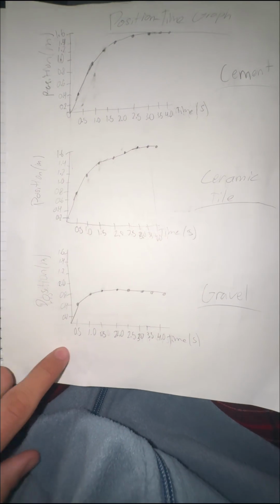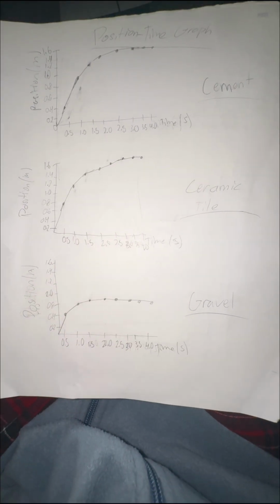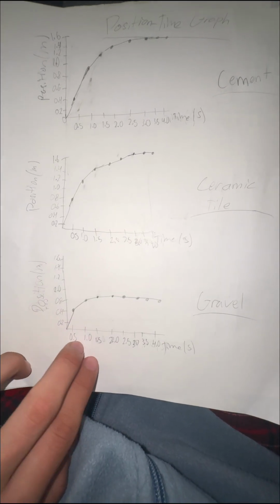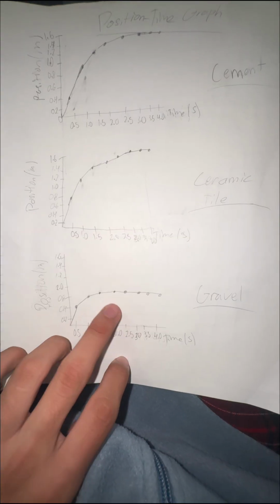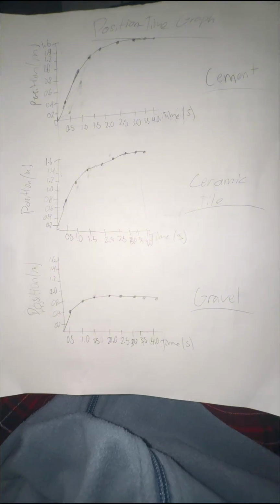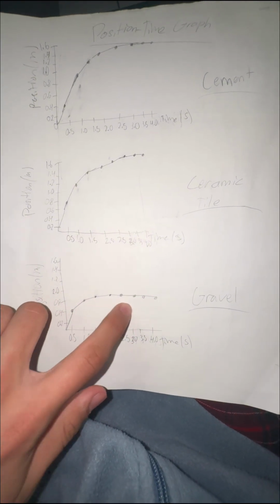And then going down to the gravel, obviously that one has a lot more friction in it. And as you can see in this graph, it stopped at 2 seconds. So at 2 seconds, it was already stopped at 0.8 meters. And yeah, this is a lot shorter arc.